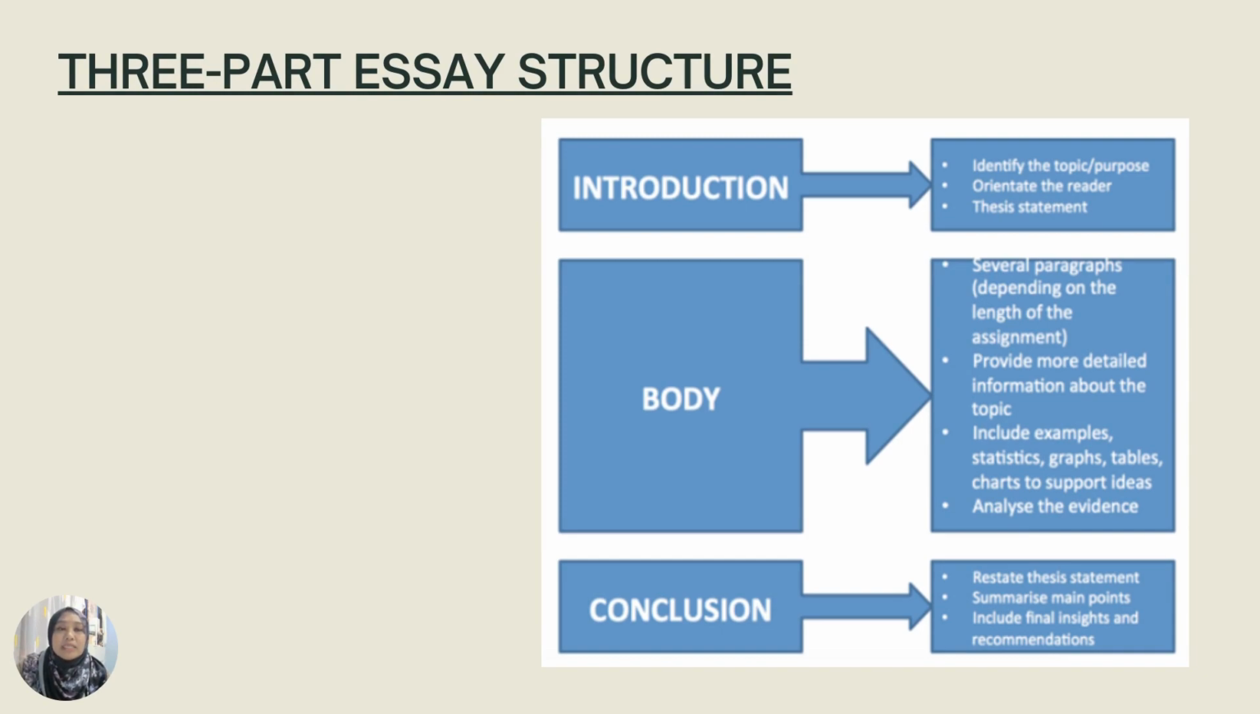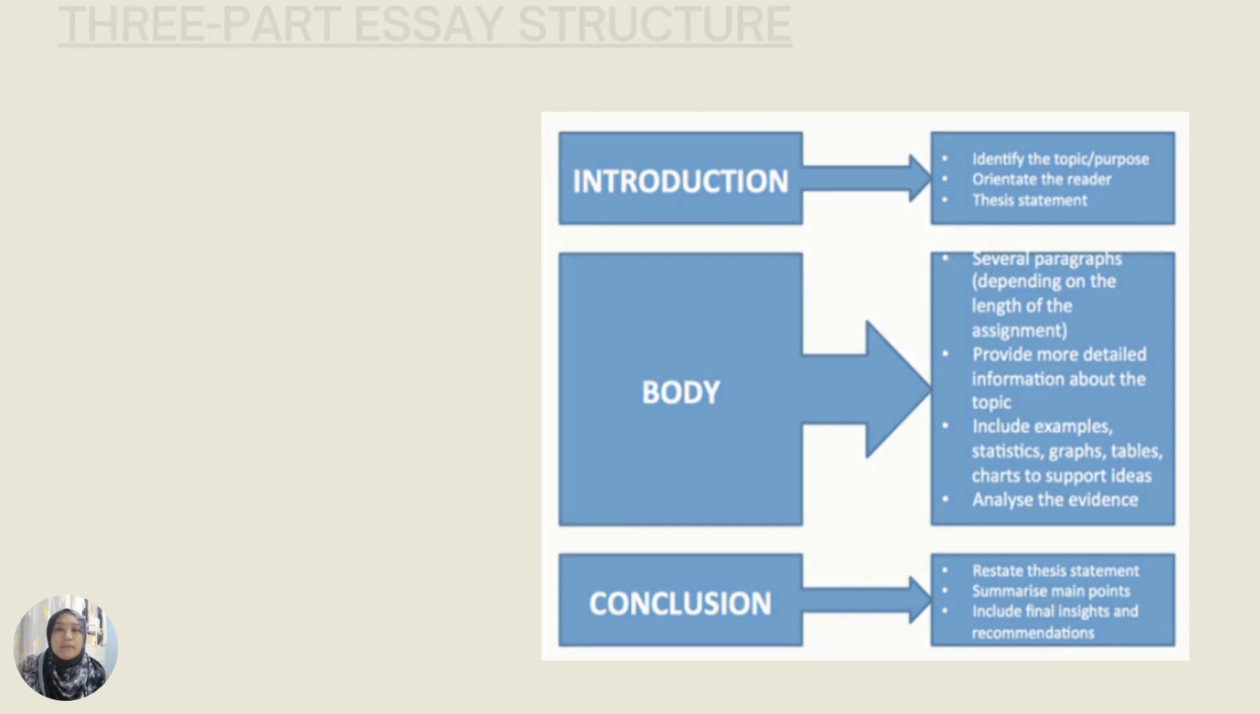We can say academic writing has the three-part essay structure. The first one you have the introduction, the second one you have the body paragraphs, then the third one you have the conclusion. You need to remember that in the introduction you have the thesis statement, in the body paragraphs you have the topic sentences, and in the conclusion you have the restatement of your thesis statement again.